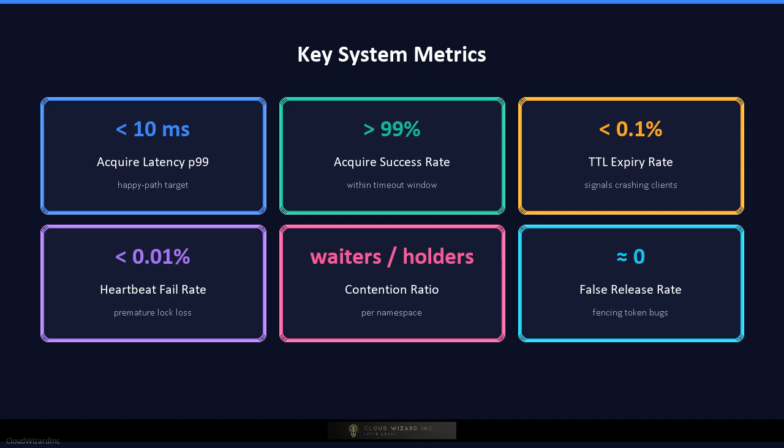Lease renewal failure rate, how often heartbeats miss, which can cause a healthy holder to lose its lock. Lock contention ratio, the ratio of queued waiters to active holders per namespace, useful for capacity planning. False release rate, how often a process releases a lock it does not actually own, which indicates a fencing token or ownership bug. And end-to-end critical section duration, the actual time clients hold the lock, which drives TTL configuration.